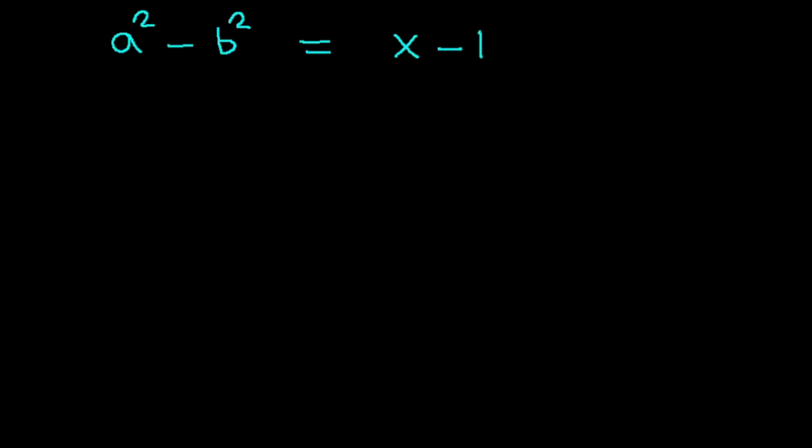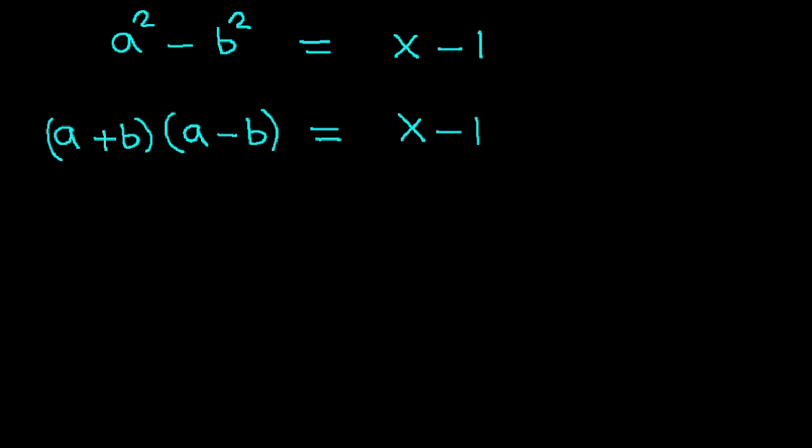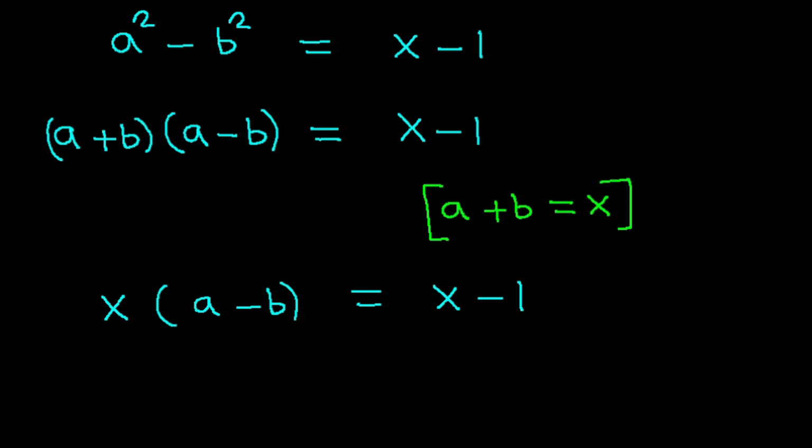Now we factor the left side as a difference of squares. a plus b times a minus b equals x minus 1. But remember, we already know that a plus b is equal to x. So let's substitute that in. We get x times a minus b equals x minus 1.